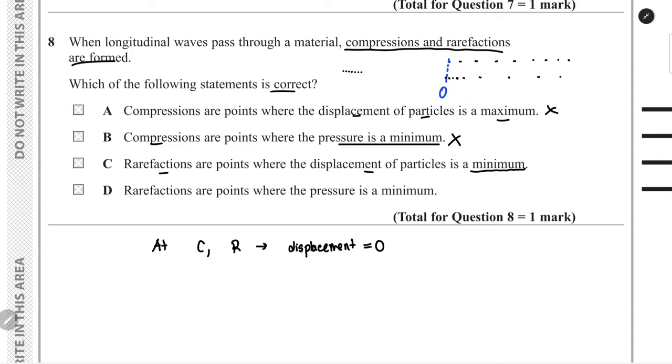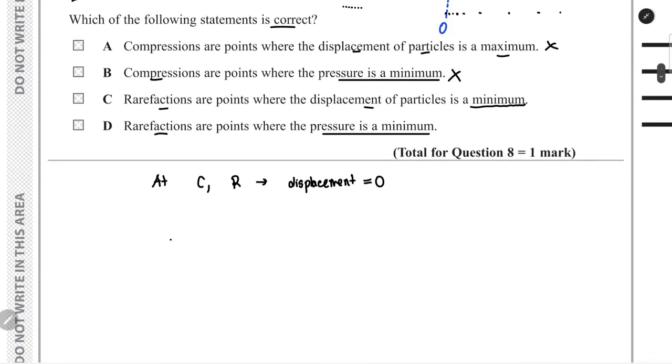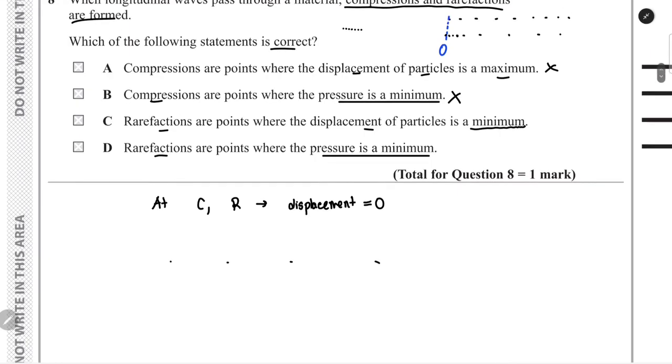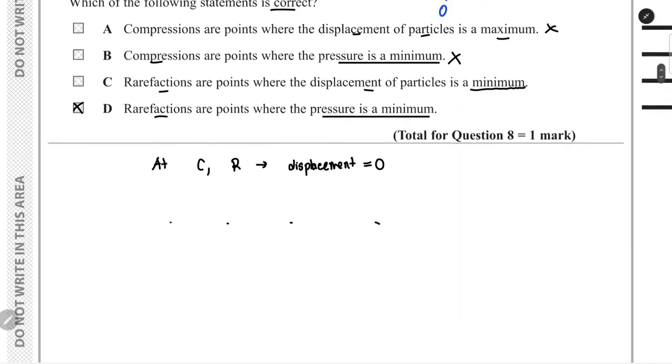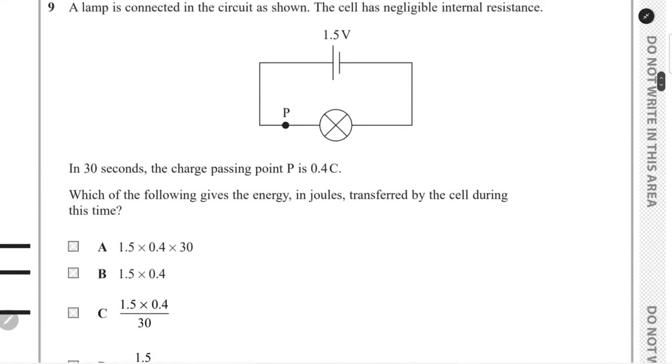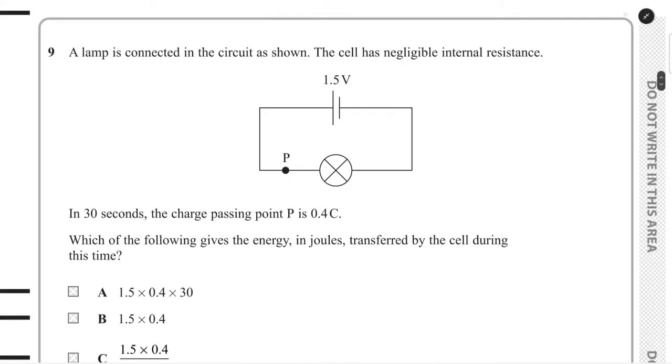The displacement is maximum at the midpoint between a compression and a rarefaction. Now in option D, we are told that rarefactions are points where the pressure is a minimum. This is correct. At rarefactions, the particles are spread out. If the particles are spread out, the pressure decreases. So at rarefactions, the pressure is a minimum. This is correct. Now on to question 9.